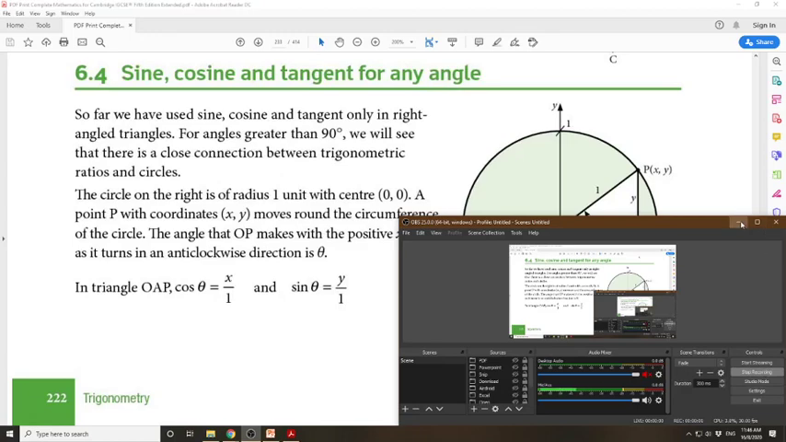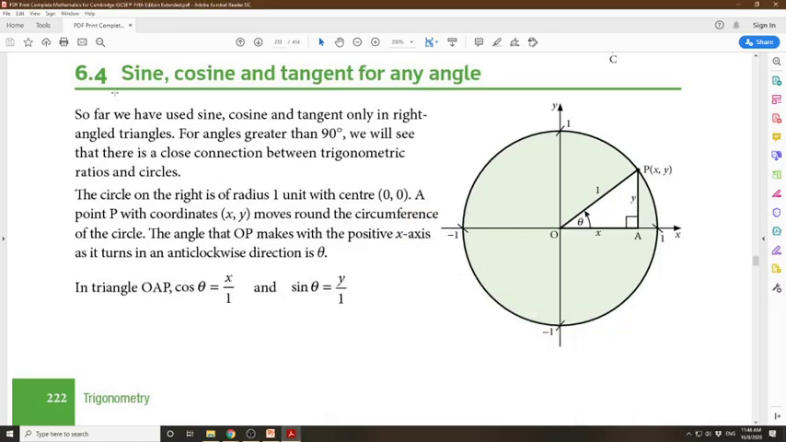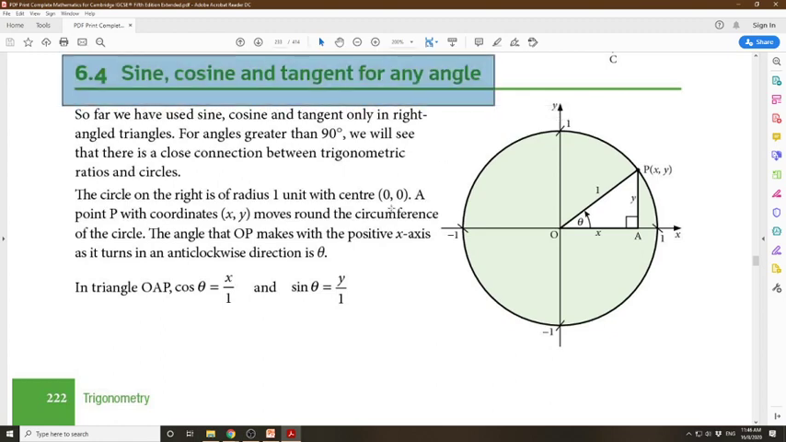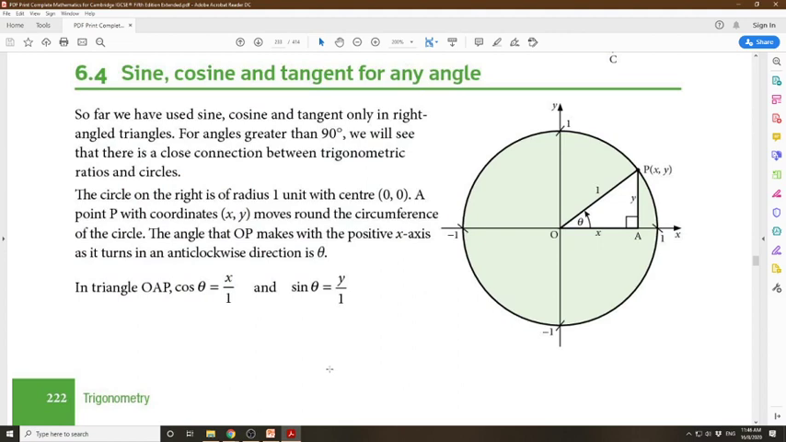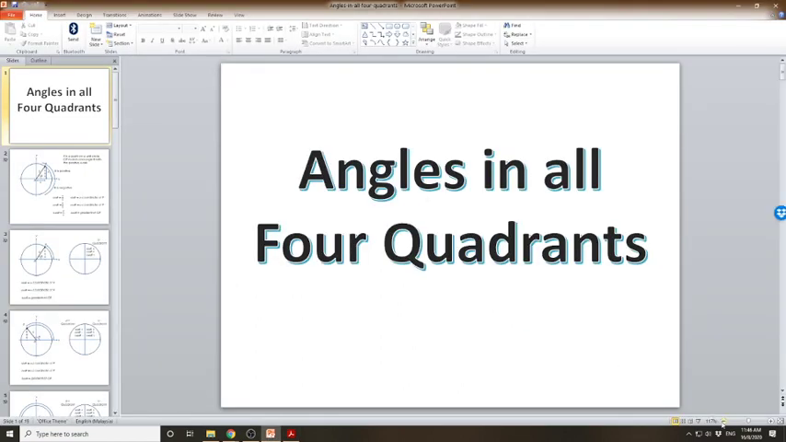Hi everybody, we're going to start with 6.4 sin, cos and tangent for all angles. Okay, so here we go. Angles in all four quadrants.